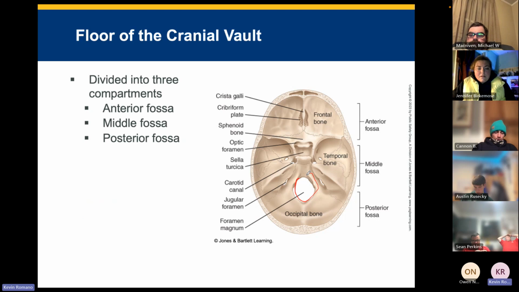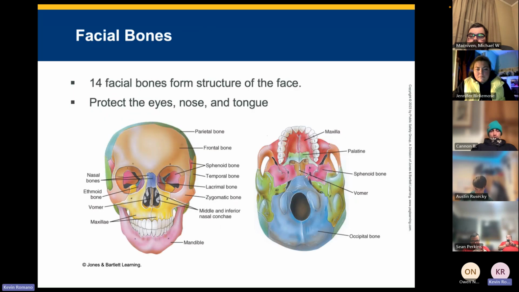You guys can see the different bones inside. The plates, the sphenoid bone being here, the optic foramen, temporal bone, occipital bone, frontal bone, working our way right around. The carotid canals, you can see where the carotid arteries go. The carotid canals are here. The jugular foramen, the foramen magnum being the big hole here. All right, next slide.